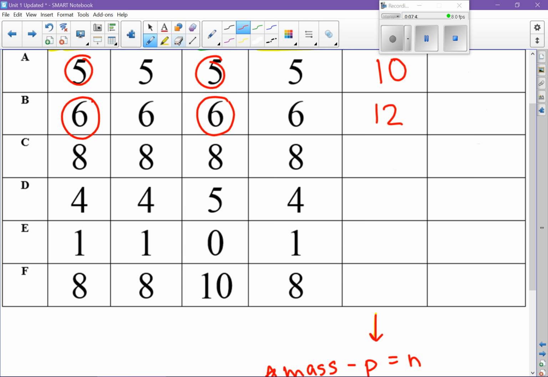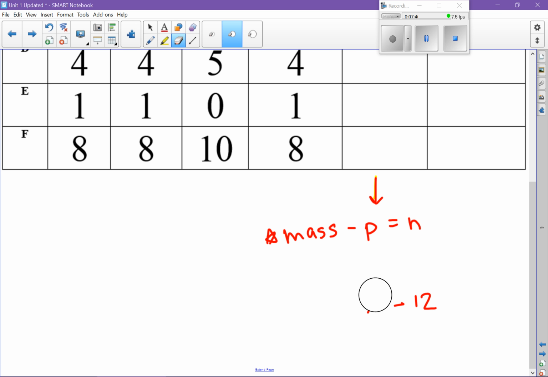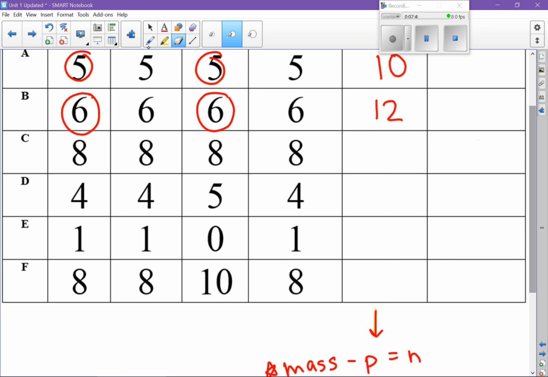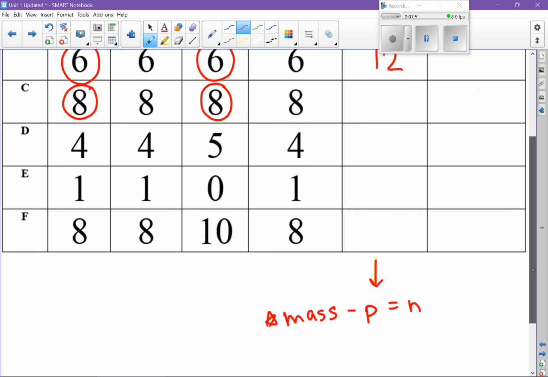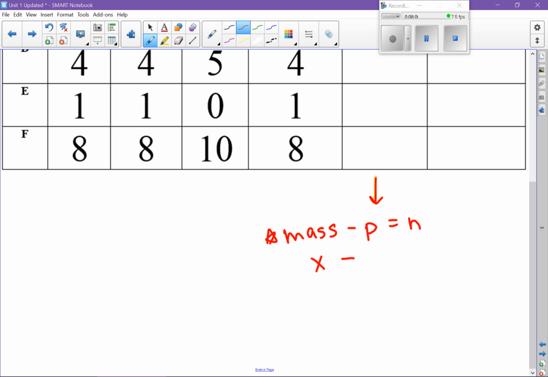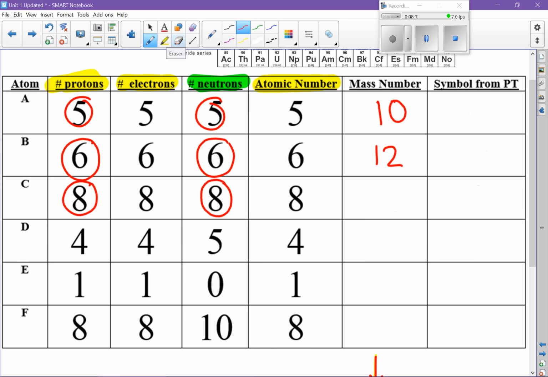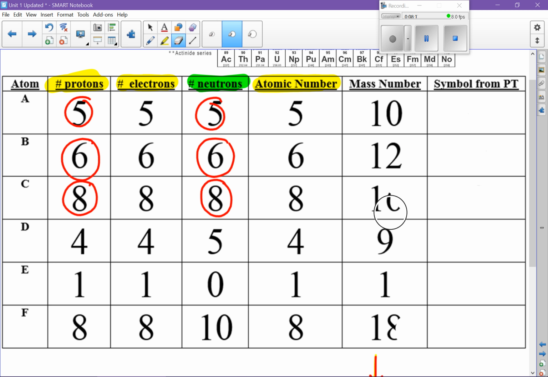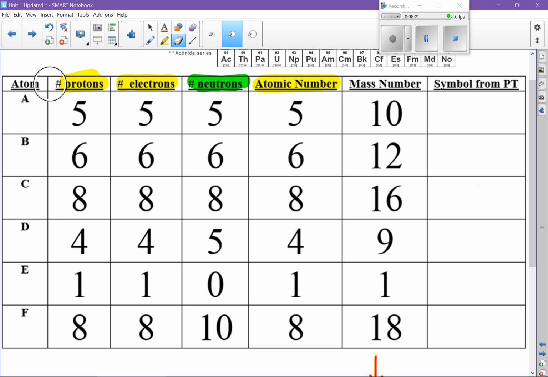Alright, so let's do one more together if that's still a little bit tricky. If you're good, go ahead and fill in the rest of that column. For atom C, I need the number of protons and neutrons. I know the proton number, I know the neutron number. I don't know the mass number, that's where X goes. 8 protons, 8 neutrons, draw your river and solve. The mass number of this atom is 16. Now fill in the rest of that column and check your answers to see if we agree. If any of those look a little bit funny to you, don't be afraid to ask.